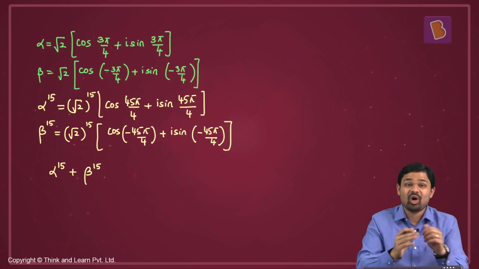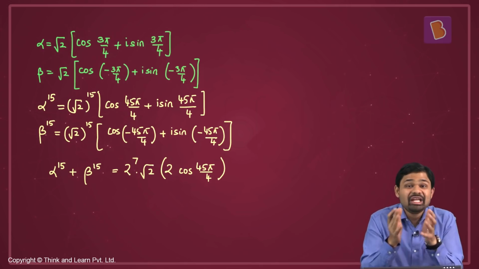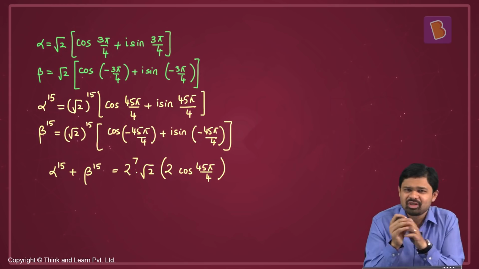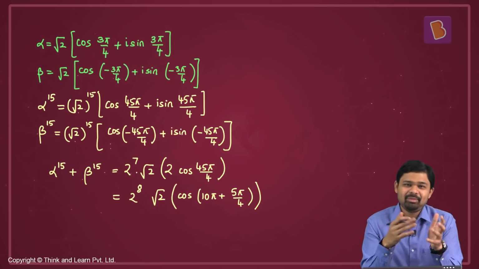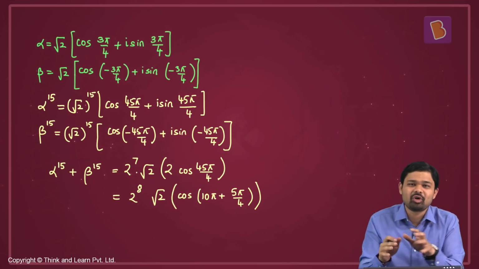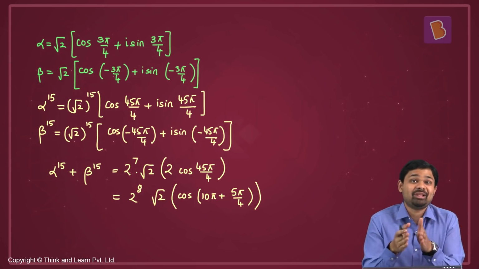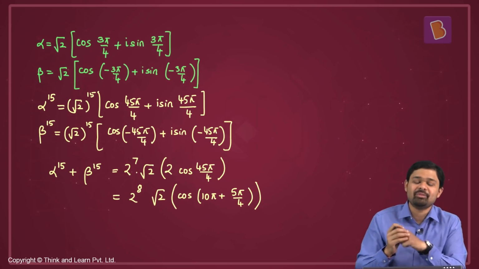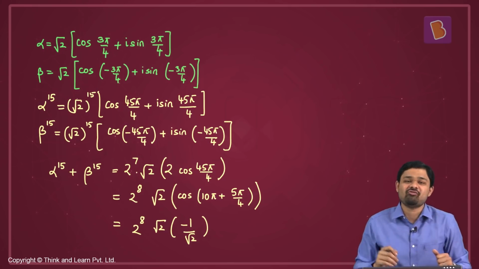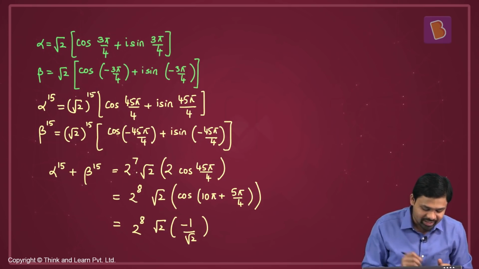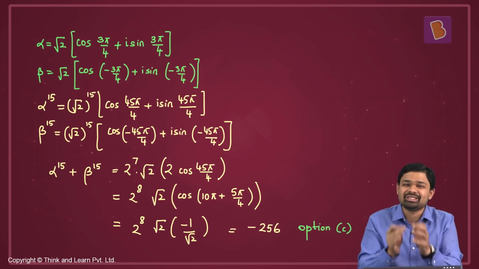purely real. So I have √2 to the power 15, which can be written as 2 to the power 7 √2, into 2 cos of 45 pi by 4. Now 45 pi by 4 is in fact 10 pi plus 5 pi by 4. 10 pi plus 5 pi by 4 can be reduced to just 5 pi by 4, because cos is periodic across 2 pi. So cos of 5 pi by 4, pi plus pi by 4, lies in the third quadrant, which means it's going to be a negative number. So you have 2 to the power 8 √2 times negative of 1 by √2, and the √2 in the denominator and the numerator cancels out, and you're left with negative 2 to the power 8, which is negative 256.